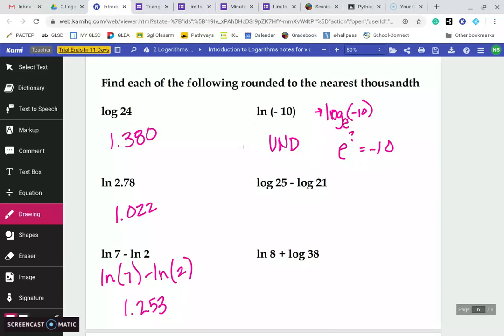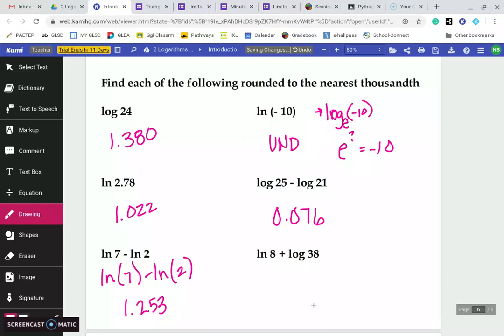And it will be undefined. It's not going to be doesn't exist or NA or any of that. It's going to be undefined. Now this next one, log 25 minus log of 21. Again, make sure you're putting in your parentheses. You should get 0.076.